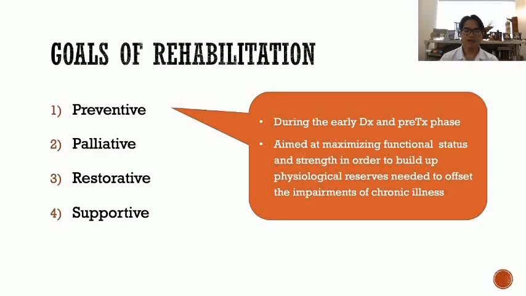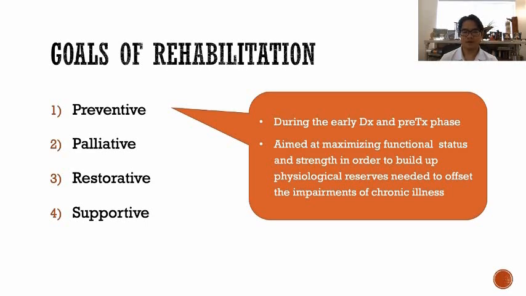It promotes joint function and health, minimizes muscle atrophy and joint stiffness, and also keeps the patient mentally engaged as well. And here I divided the goals of rehab for those patients into 4 categories. The first one is preventive. In this stage, you can utilize rehab during the early diagnosis or the pre-treatment phase of the disease. This phase aims at maximizing functional status and strength in order to build up physiological reserves needed to offset the impairments of the chronic disease.